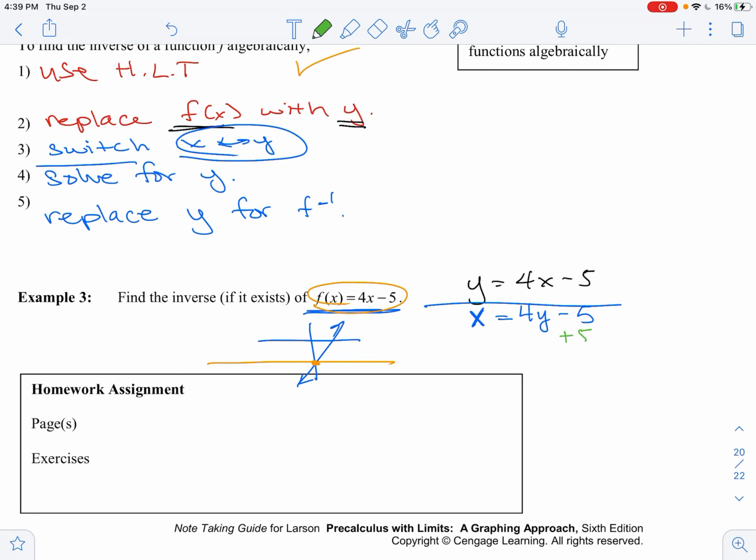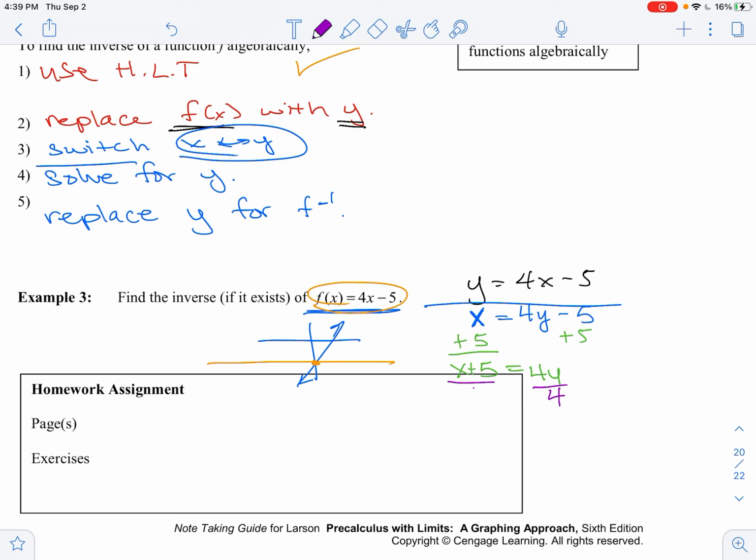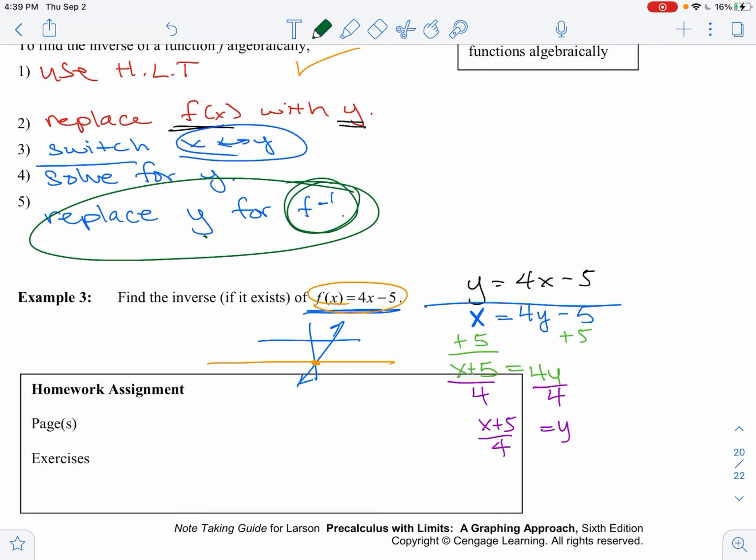So I'm going to add the 5 to both sides, and I get 4y equals x plus 5. Now I'm going to divide both sides by 4, and I get y equals (x plus 5) over 4. Last step, replace the y with the inverse of f. So really the inverse is (x plus 5) over 4. And I could rewrite that as f inverse of x is (x plus 5) over 4, and that's my inverse equation.